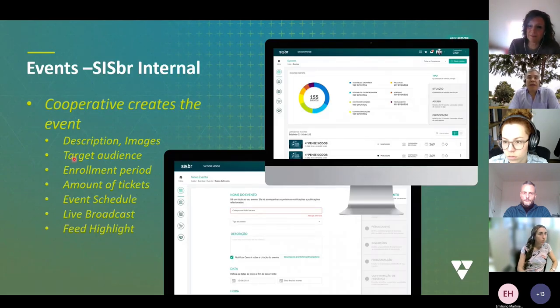Here in the back end, we can create an event, of course, with description, images, target audience, enrollment period, amount of tickets, event schedule, live broadcast, and feed highlights. We can start an event, start a vote process, finish a vote process, and get vote results, all in our backend.